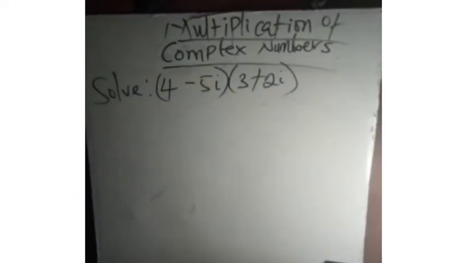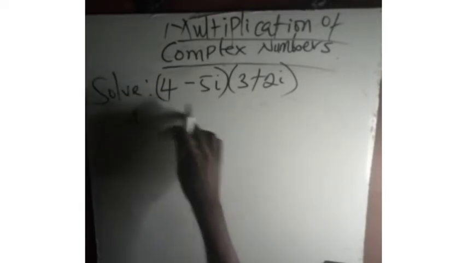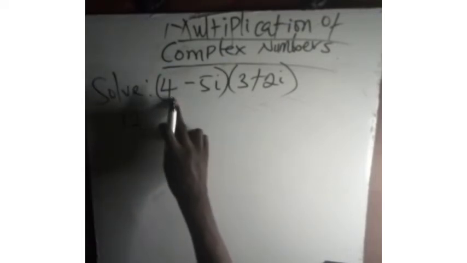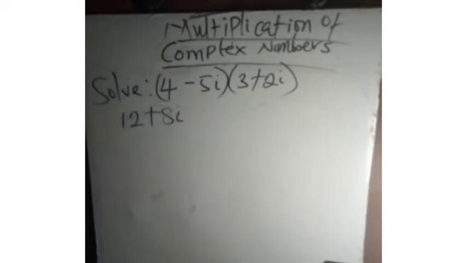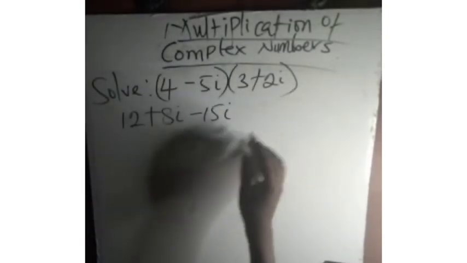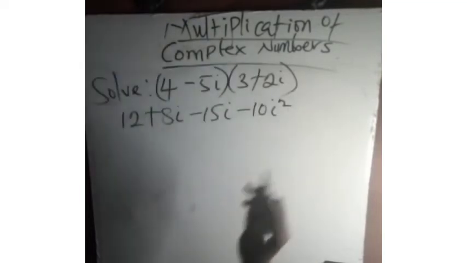This problem says solve 4 minus 5i multiplied by 3 plus 2i. So let's do that. This is going to be 4 times 3, which is 12. Then 4 times 2i, which is plus 8i. Then I have minus 5i times 3, minus 5i times 2i rather, which is minus 10i square, because i times i is i square.